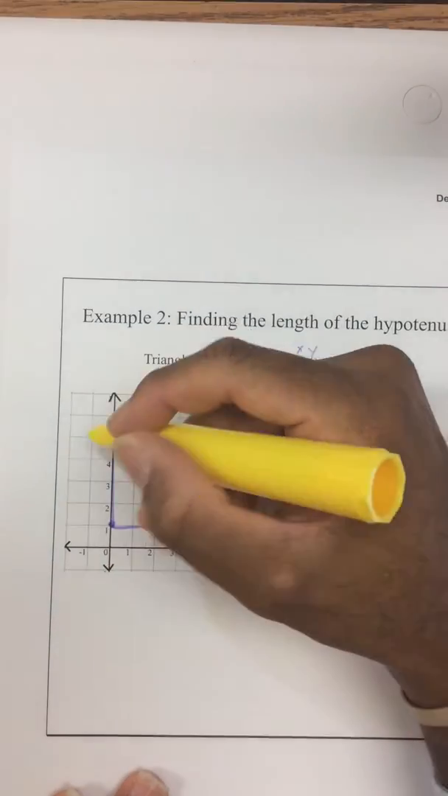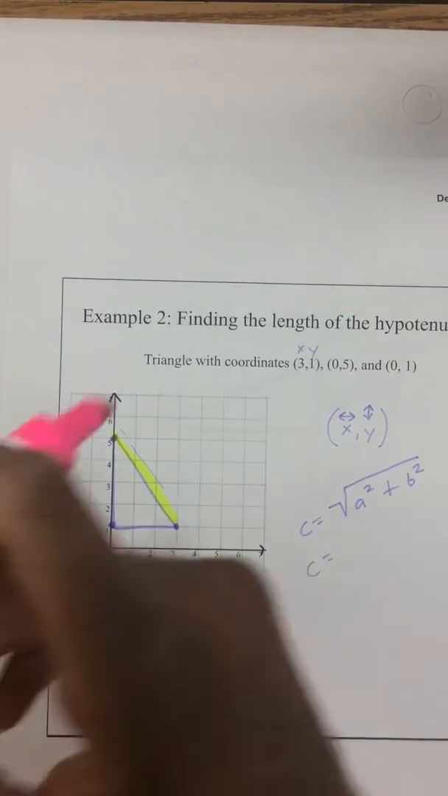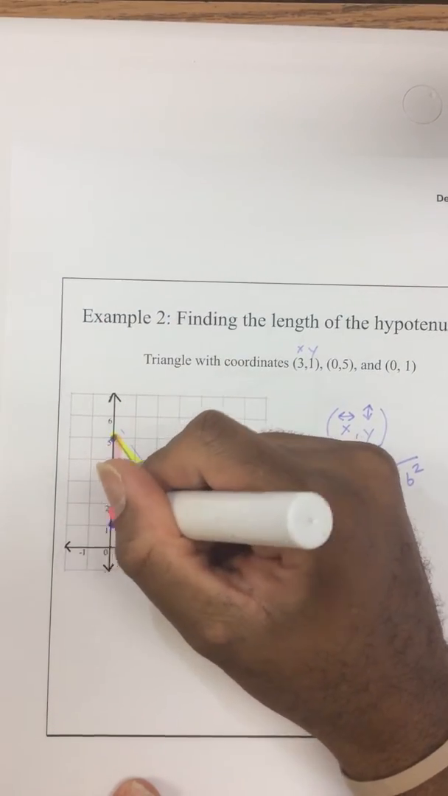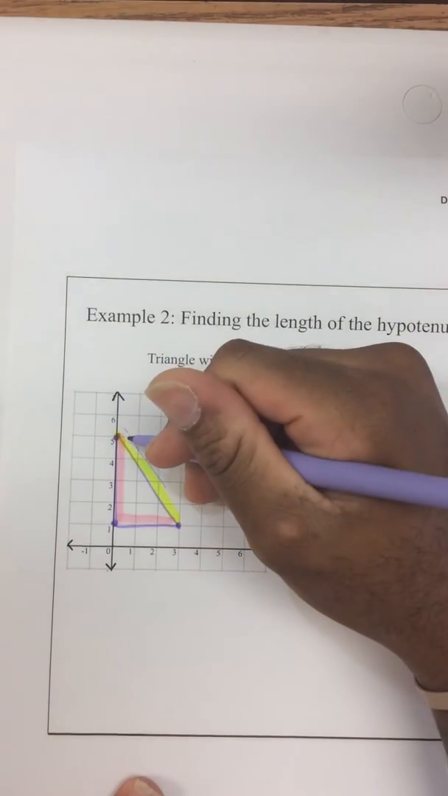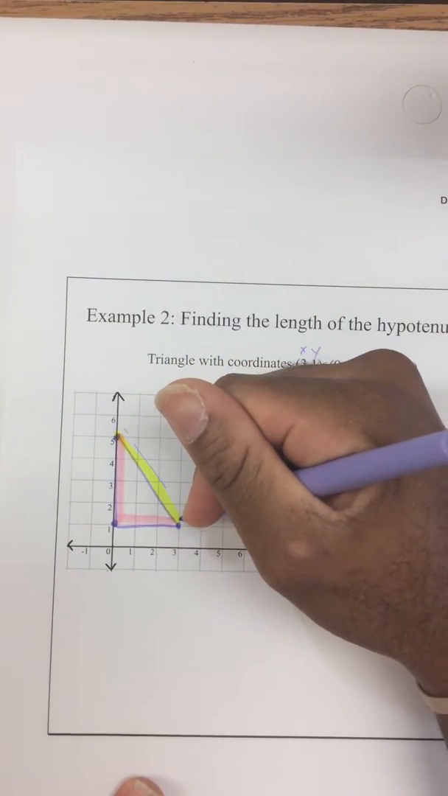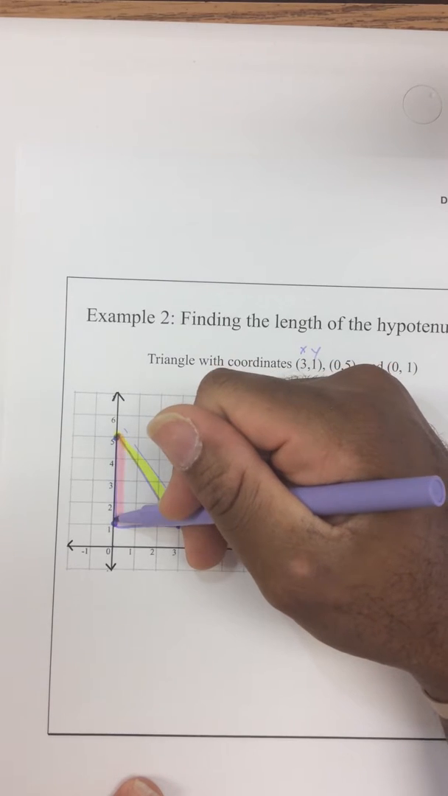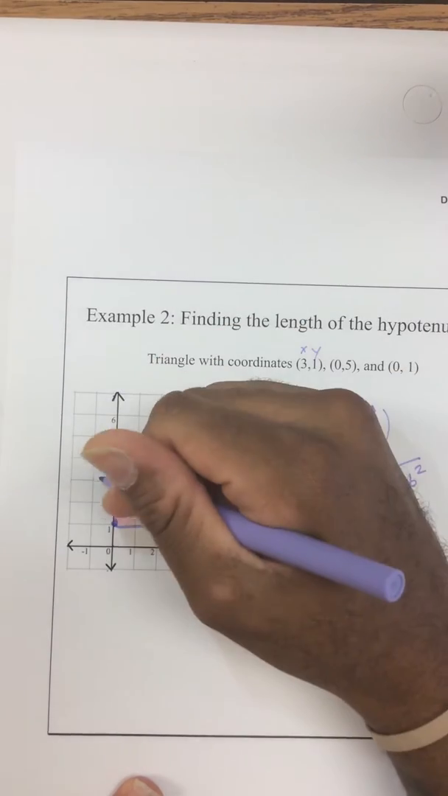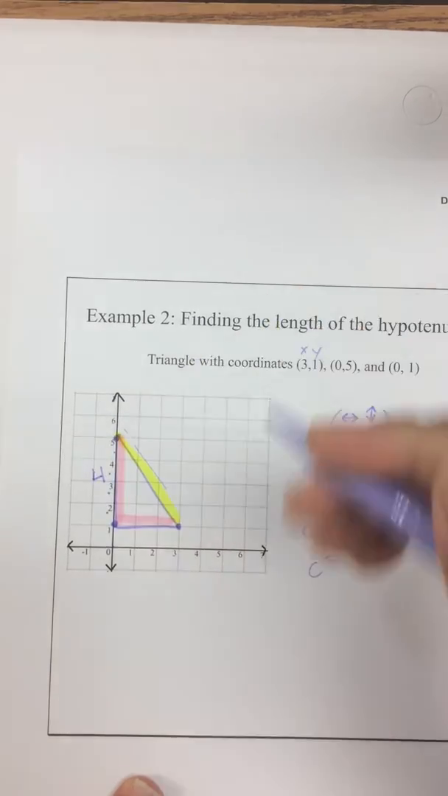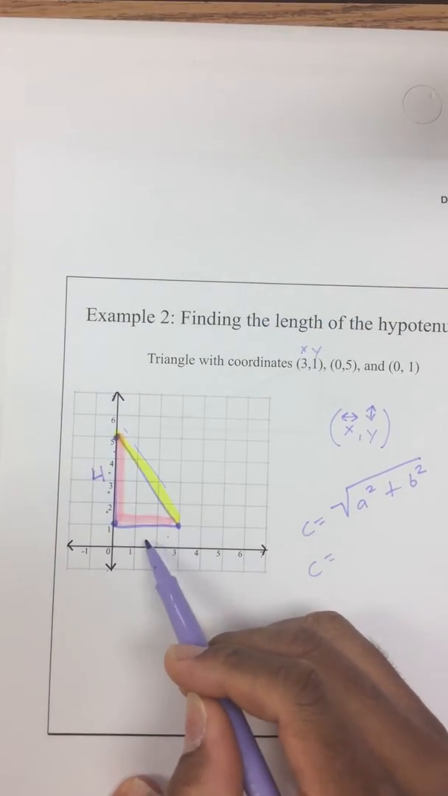Okay? So let me just highlight everything I have. That's my hypotenuse. And these are my legs. So as I stated earlier, you can never count these squares right here, but you can count the ones on the legs. So let's count this. 1 unit, 2 units, 3 units, 4. So that's 4 units right there. And this is 1, 2, 3 units.